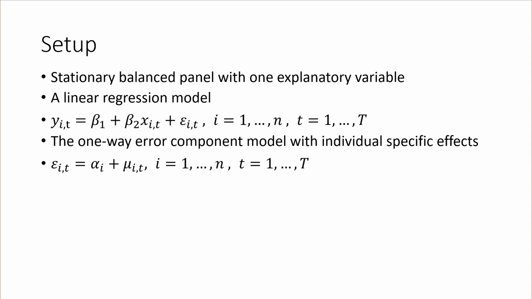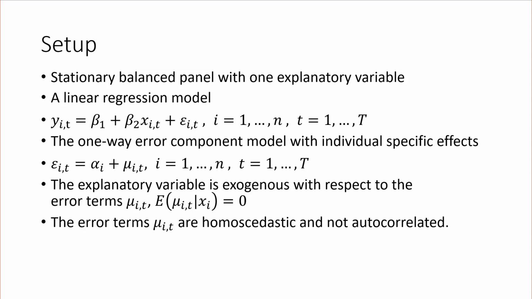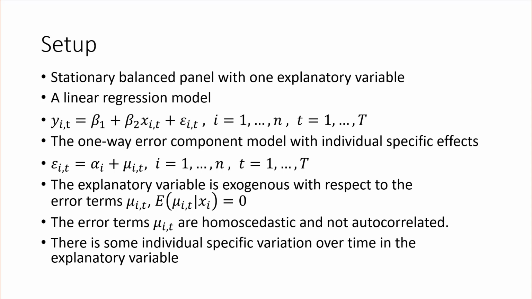In the error component model, the mu-it errors are Gauss-Markov errors, so the explanatory variable is exogenous with respect to these errors. These errors are homoscedastic and not autocorrelated. Finally, we do assume that there is some individual specific variation over time so that the fixed effect estimator is available. The question we are focusing on is whether alpha i is fixed or random.